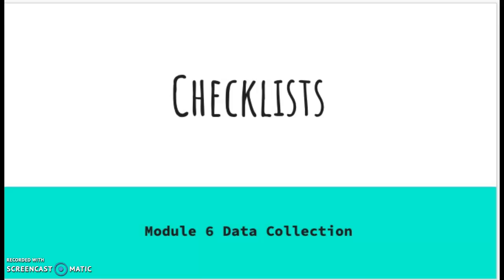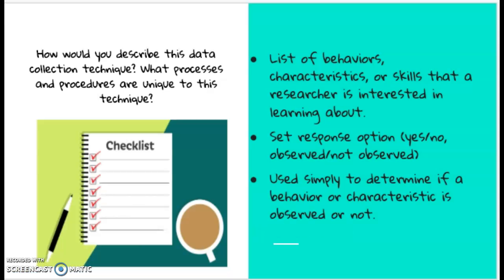Hi, my name's Jen Lagath, and this is my Module 6 data collection, and I focused on checklists. So, Mertler defines checklists as a list of behaviors, characteristics, or skills that a researcher is interested in investigating.